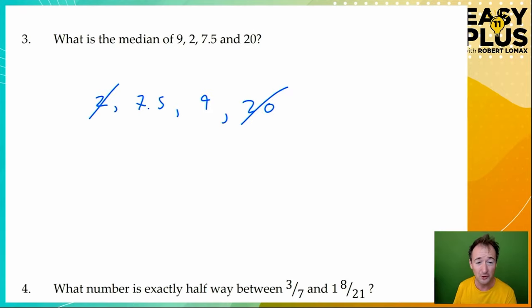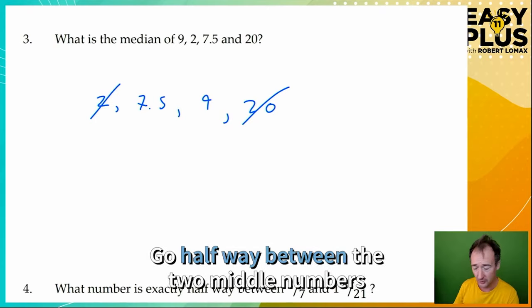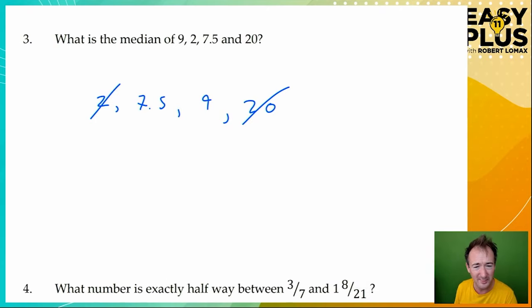Well, the answer is that you need to find the value exactly halfway between those two numbers. But finding a value exactly halfway in between 7.5 and 9 is a little bit tricky. What does it mean to find the value exactly halfway between two numbers? Think of it like this. You need to find the mean of those two numbers. How do we find the mean? We add them together and divide by the number of numbers.